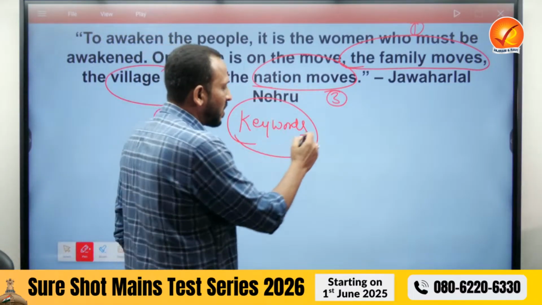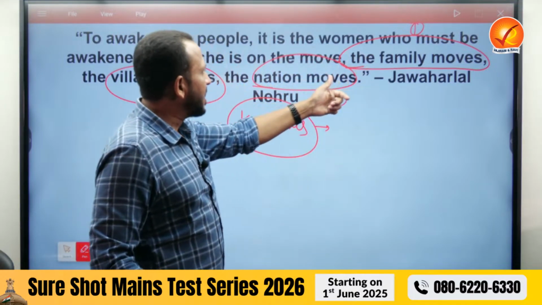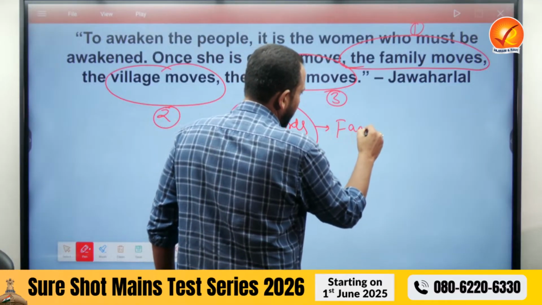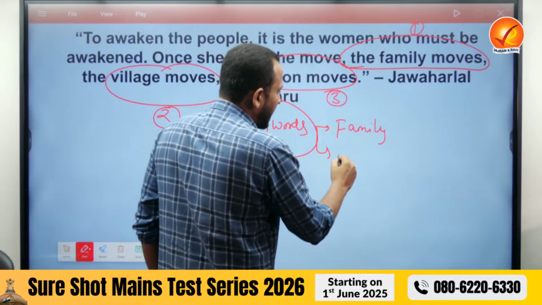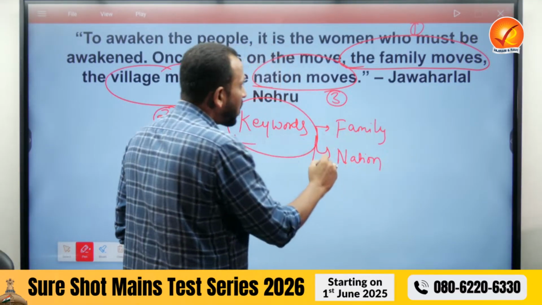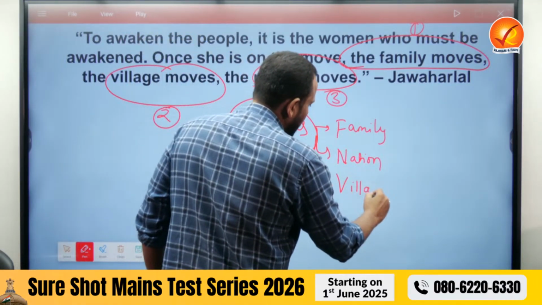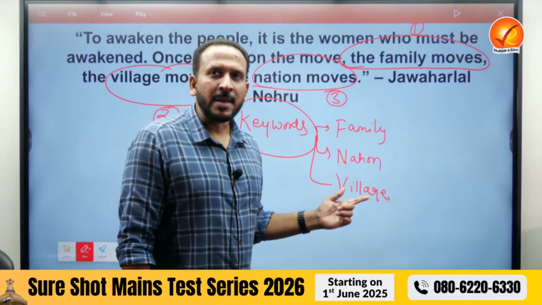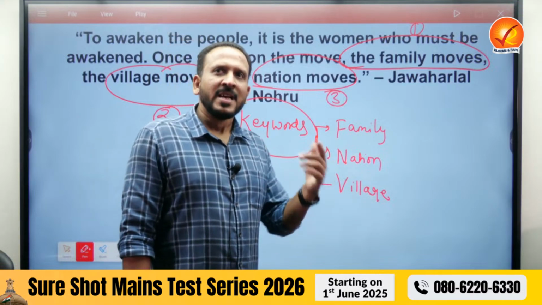So now you have to link what is the role of women. What is the role of women in the family? How family moves with the women? How nation moves with the family, with the women? And how so the village moves with the women. Empowered women lead to empowered village, which in turn leads to empowered nation.